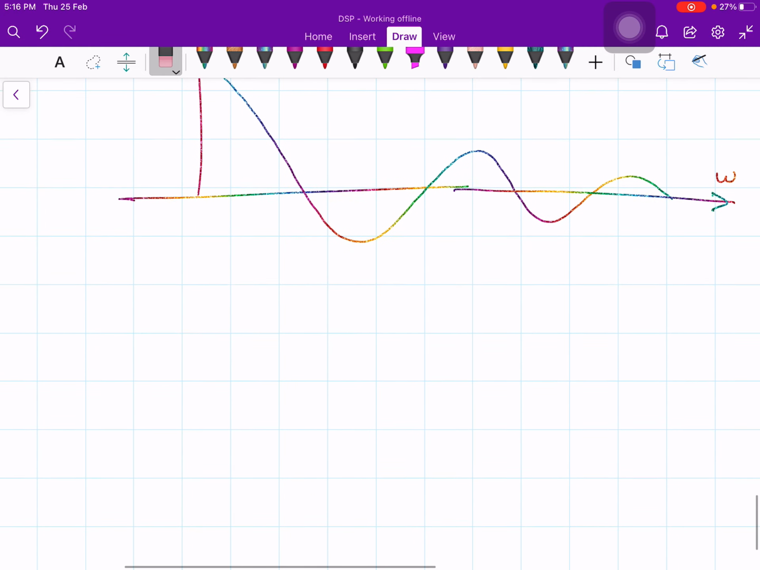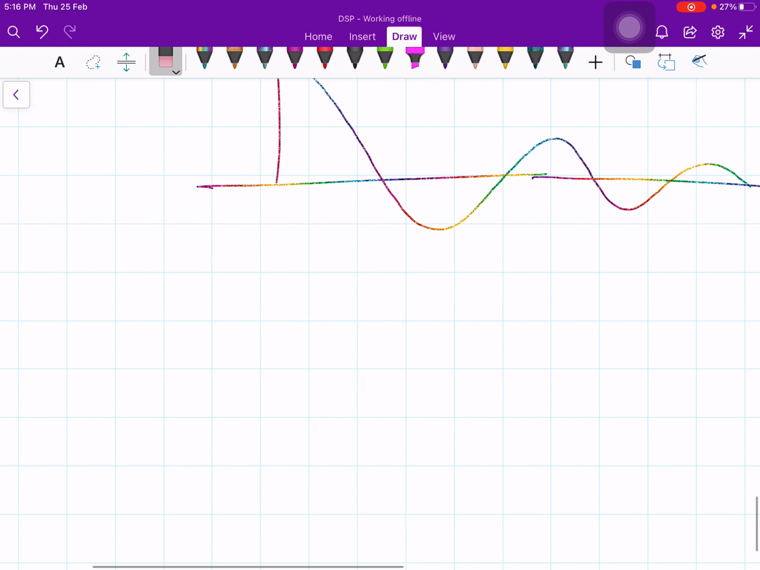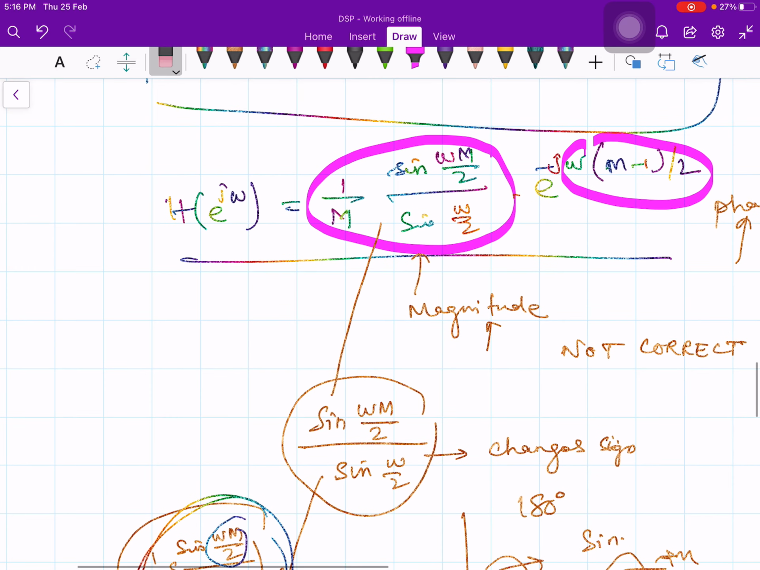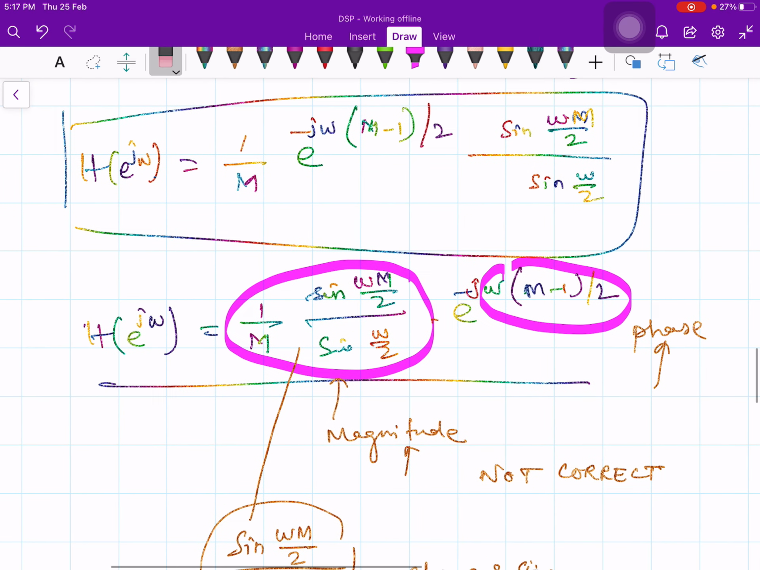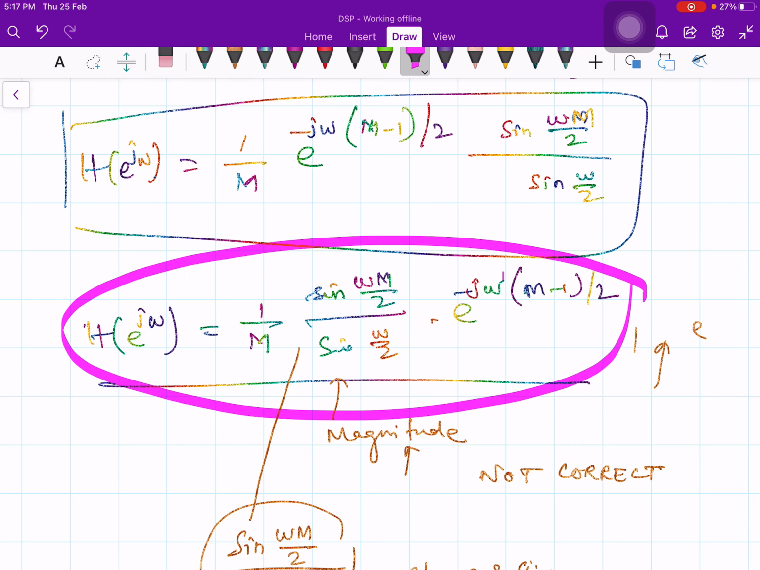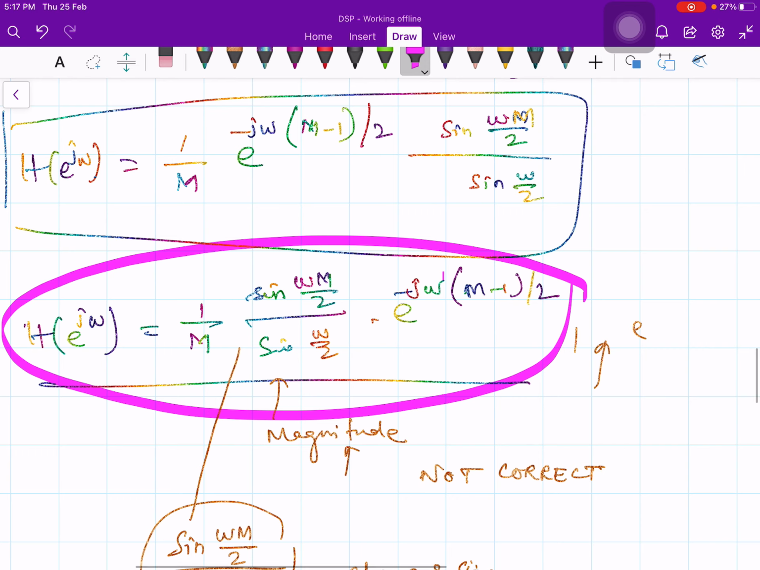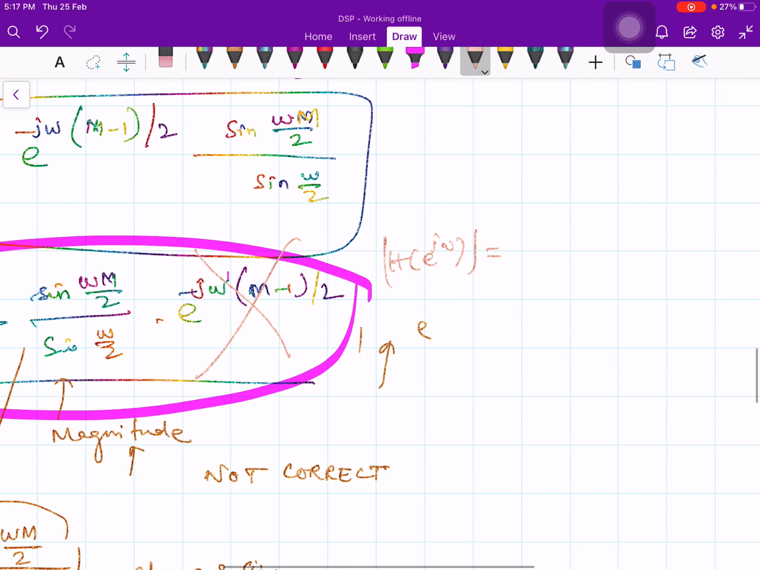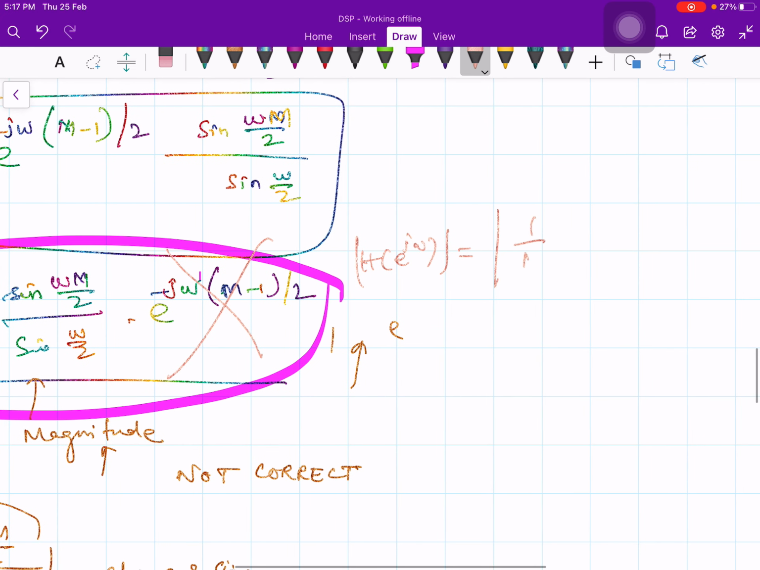Now, if I take the magnitude of that, what is the magnitude? Look at this function. What is the magnitude of H of e to the j omega? If you take the magnitude, this phase term will disappear. So this is simply 1 divided by M, sin of omega capital M by 2 divided by sin omega by 2.